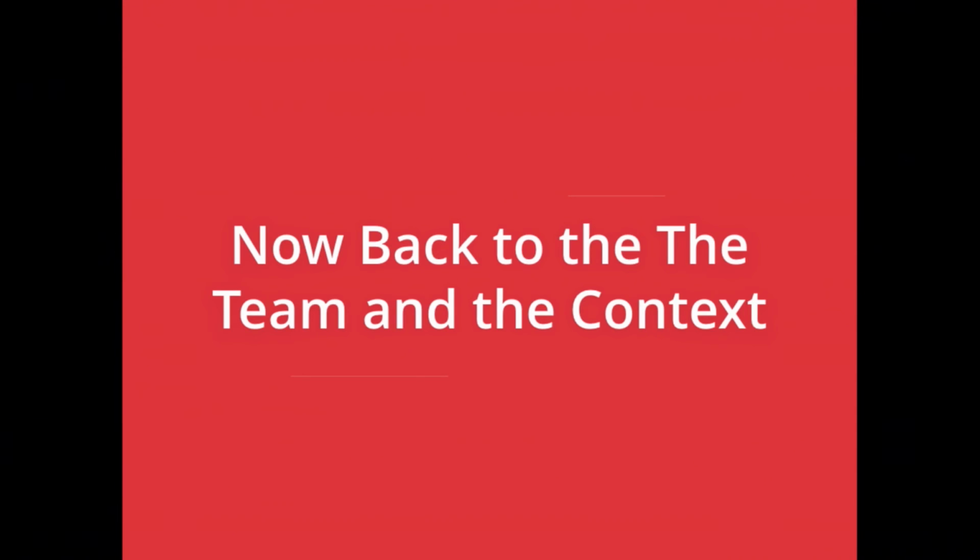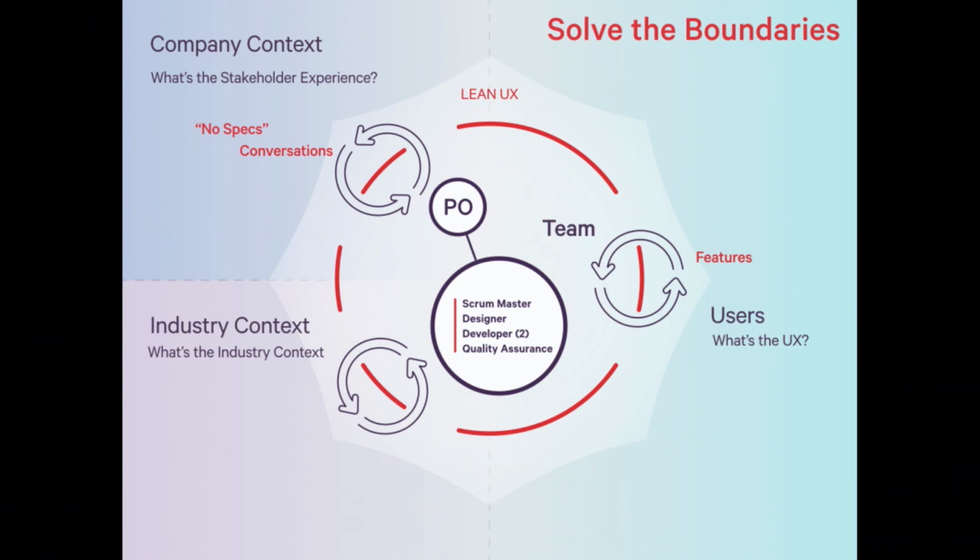So now back to the team and the context. We've moved from specs to no specs and conversations. The traditional spec now has that theory and context, and we're having incremental design that we can feed into the delivery team. That flows through to the users, and we have these conversations going on at the boundary. So Lean UX is helping us solve for the boundaries by giving everybody an experience that's effective and getting everybody's feedback into the process.